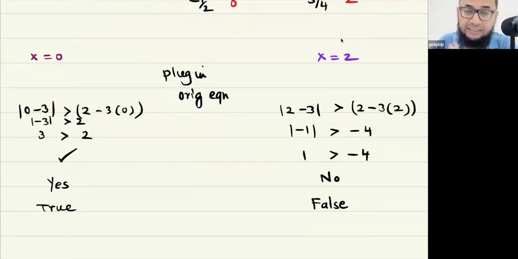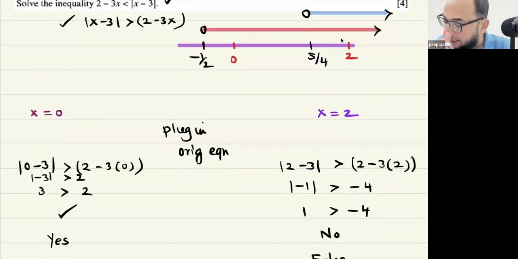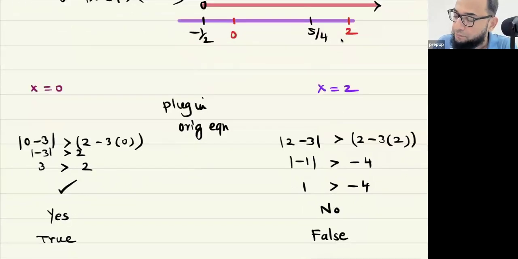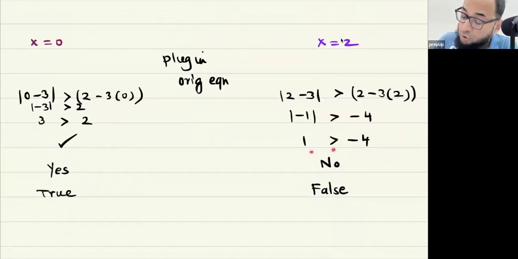This is the true false test. Now, what does it mean? That means the 0 over here represents this region. This region is true. And, oh, actually my bad, 1 is greater than negative 4. This is also true. I just made a small mistake. Maybe I'm short on sleep. Yes, this is also true.